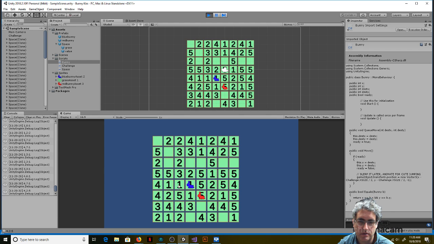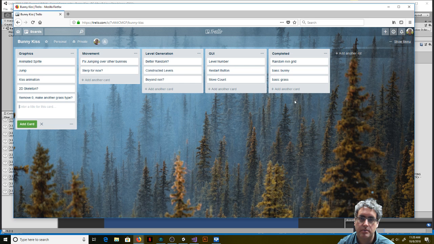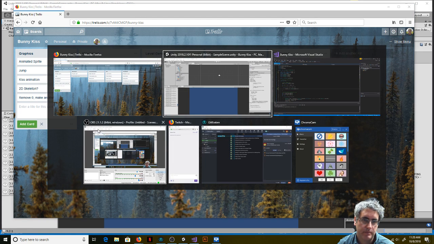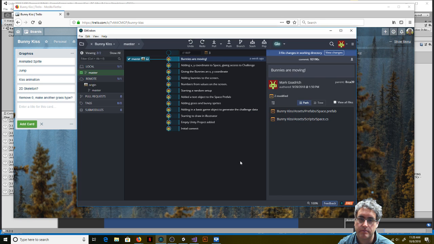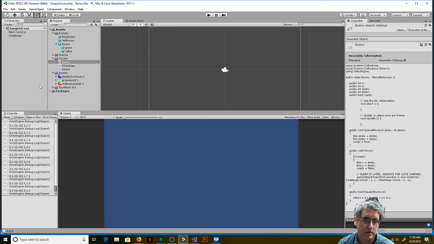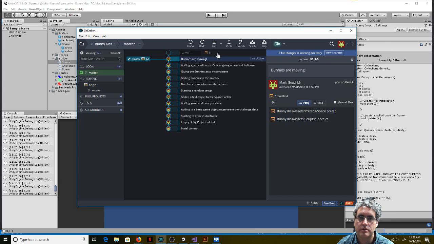Yoink, I can get down there. And then they can both get here. Hooray! I did something on my list, right? I fixed jumping over other bunnies, I think. So that's worth a check-in. Make sure that everything is saved here. Yep, there's no new things there, it's just new code underneath. And so get cracking.